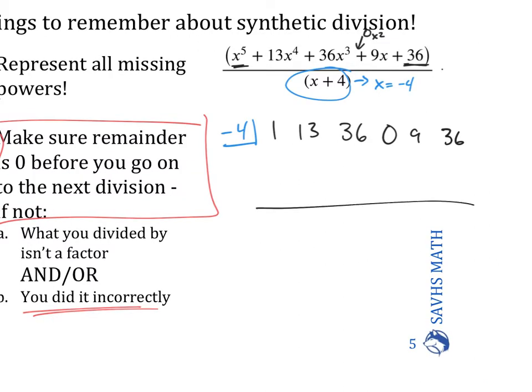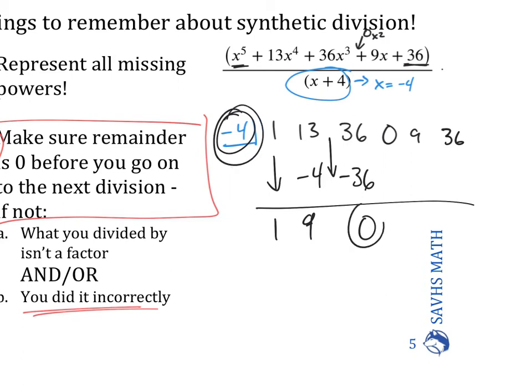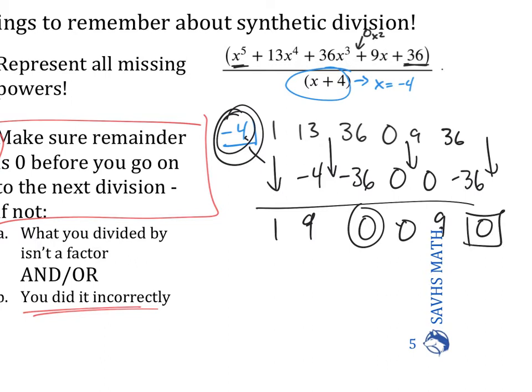Okay, so write down 1, then I multiply. -4 times 1 is -4, and then I add down. So I get +9. Then I multiply, I get -36. I add, I get 0. I multiply, I get 0. I add, I get 0. I multiply, I get 0. I add, I get 9. I multiply, I get -36. I add, I get 0. Hey, this is remainder 0. I like to draw little smiley faces in there.